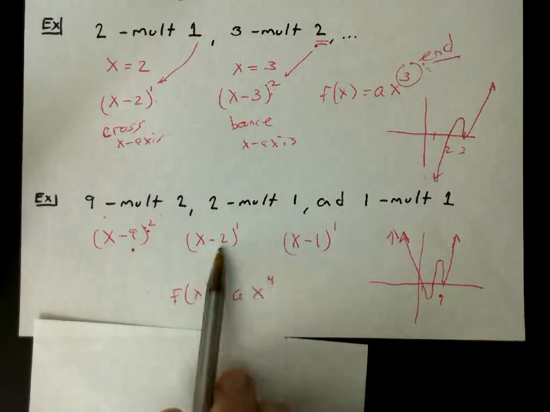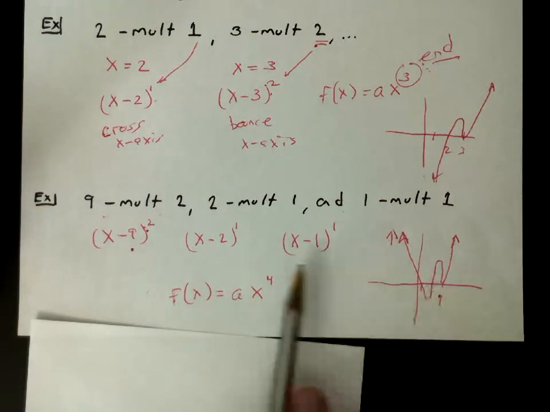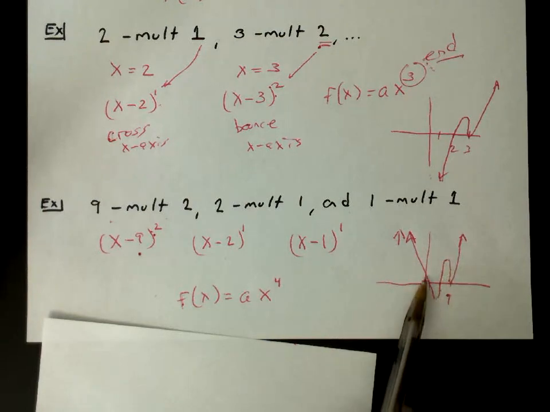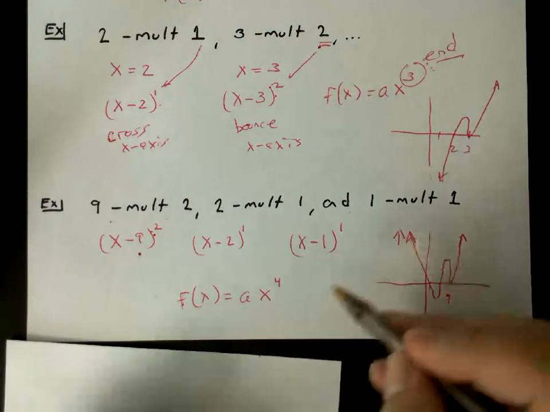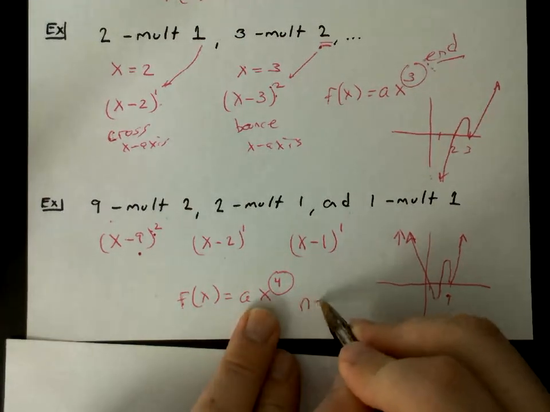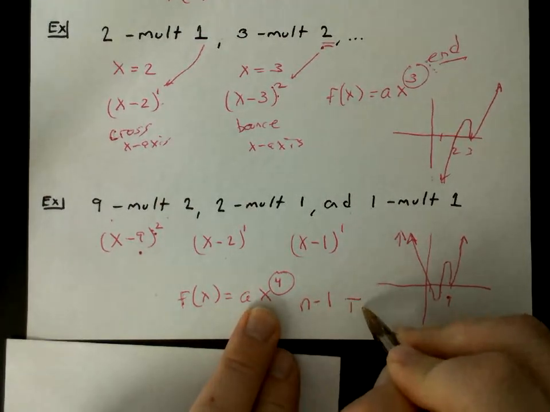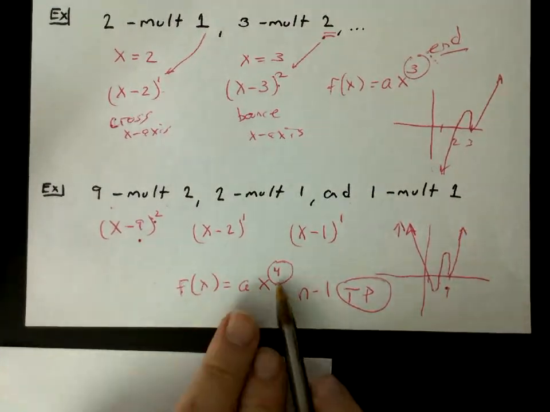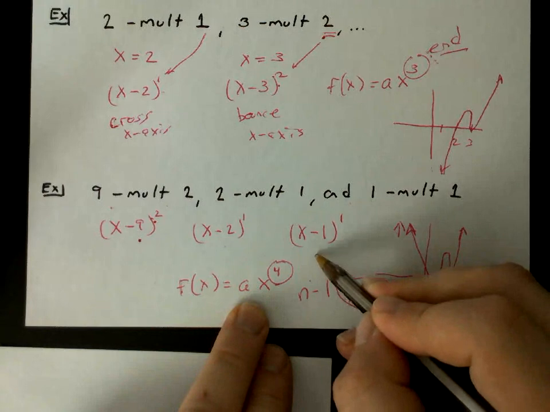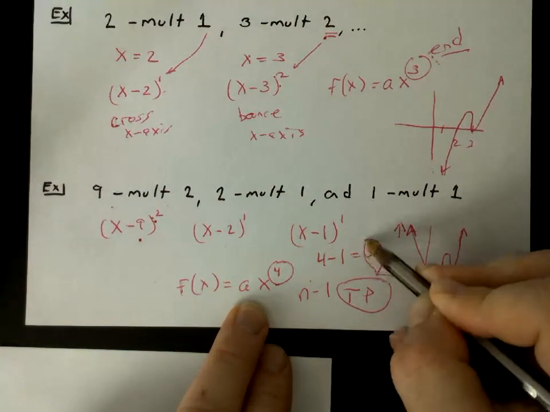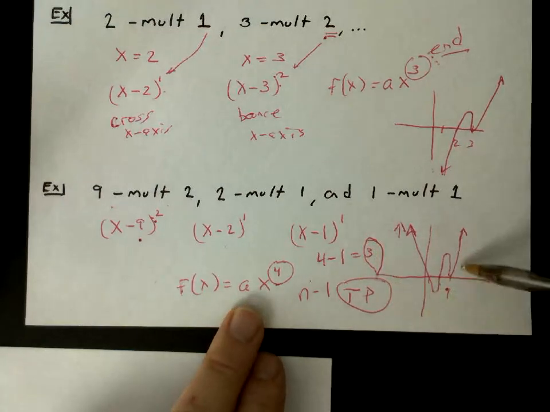So that's what these are going to do. Remember, this is at 2, and this is at 1. So it does this little bounce, comes back around, and stuff like that. And the reason I know that is because I know the degree is 4, and n minus 1 is what we call the turning points. Remember, how many turning points is that? You take the degree and you subtract 1. So this should have 3 turning points. So we have 1, 2, and 3.